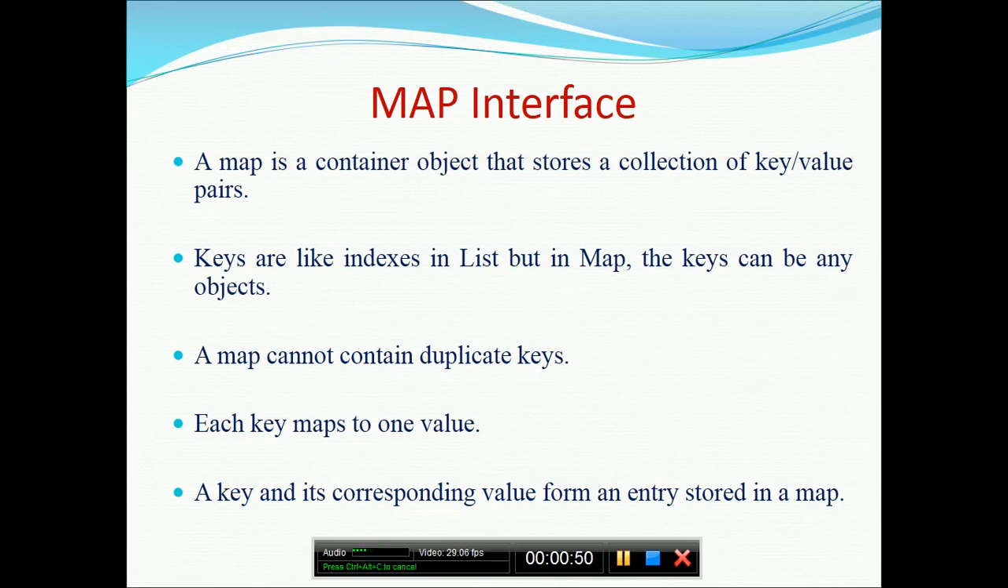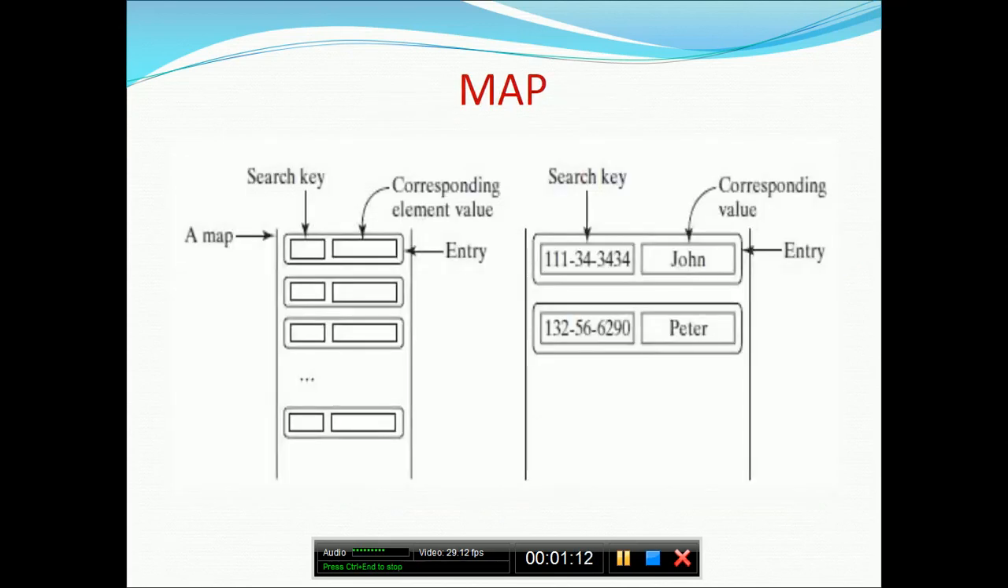A key and its corresponding value form an entry stored in a map. So all the entries in the maps are key value pairs. A key maps to one value, and it is just a form of the entry. You can see in this diagram we have something called a search key and its corresponding value, and the entirety is called an entry.